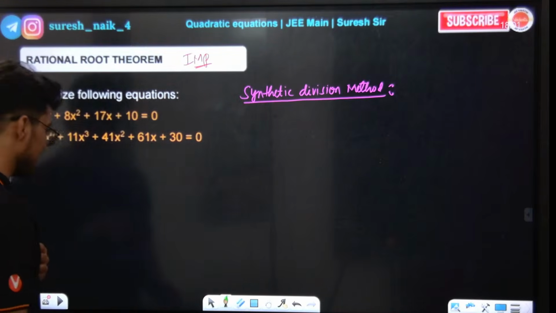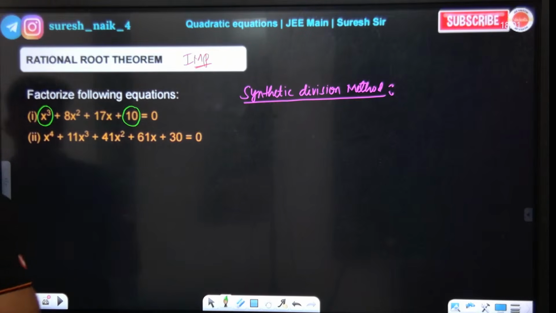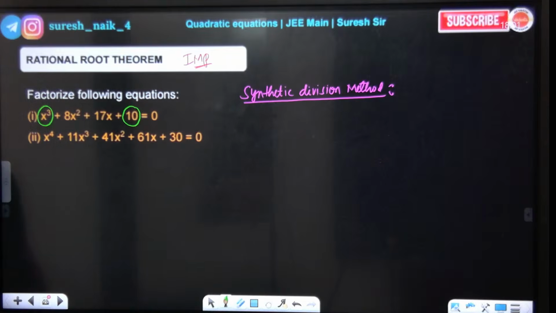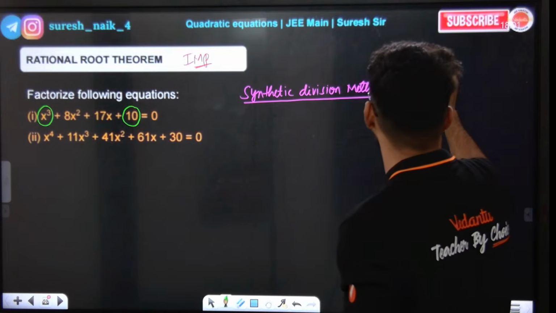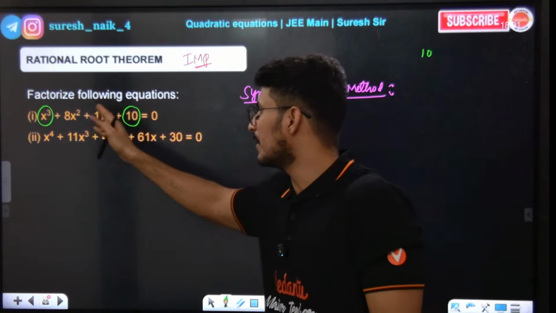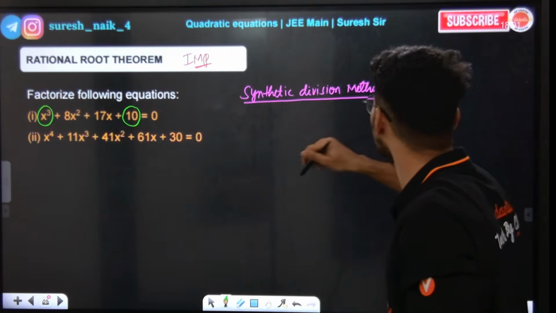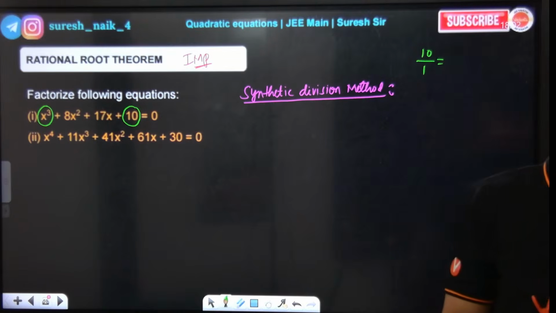What I'm going to do here basically is first look at the constant. The constant is 10, and the leading coefficient is 1. In all polynomials, take the last number, the constant, and the leading coefficient. Constant 10, leading coefficient 1. You need to write the factors of 10. What are the factors of 10? Tell me. Plus or minus 1.